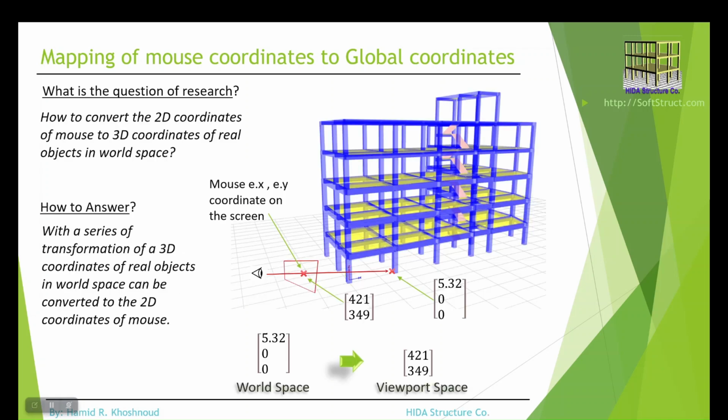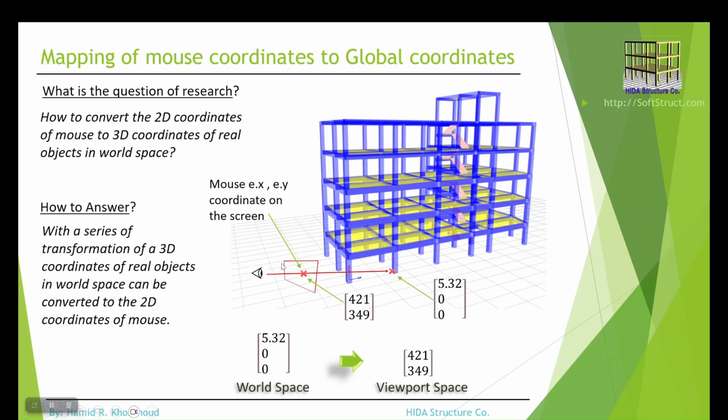Every research must have a research question. So what is the question of our research? The question of our research is, how do we convert the two-dimensional coordinates of the mouse in the view space to 3D coordinates of the real objects in world space?